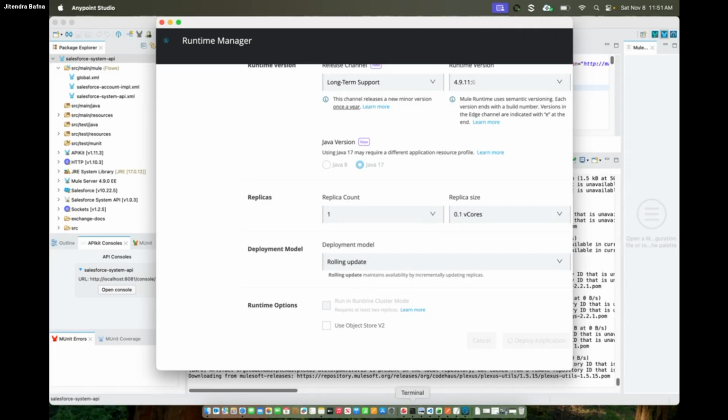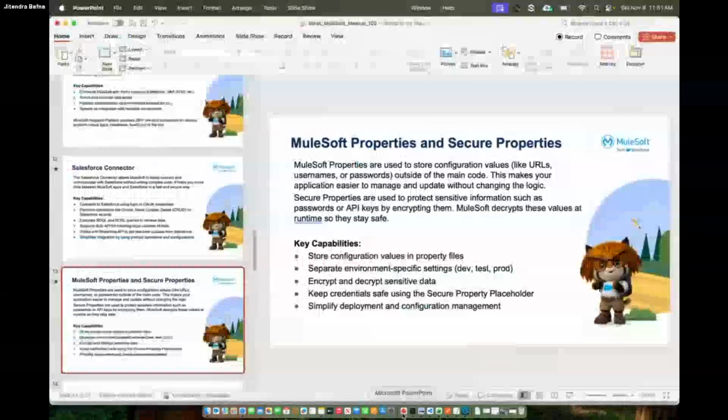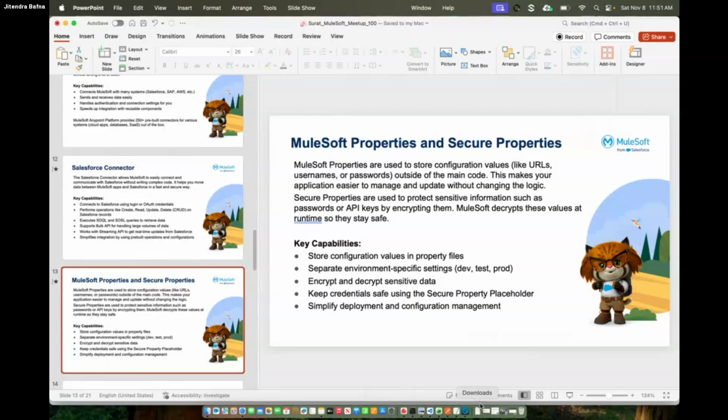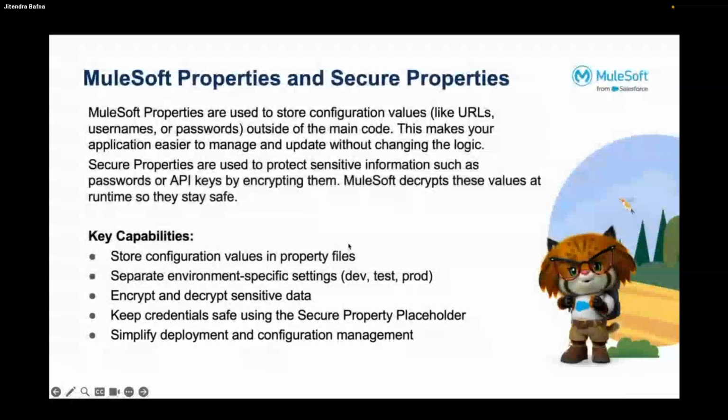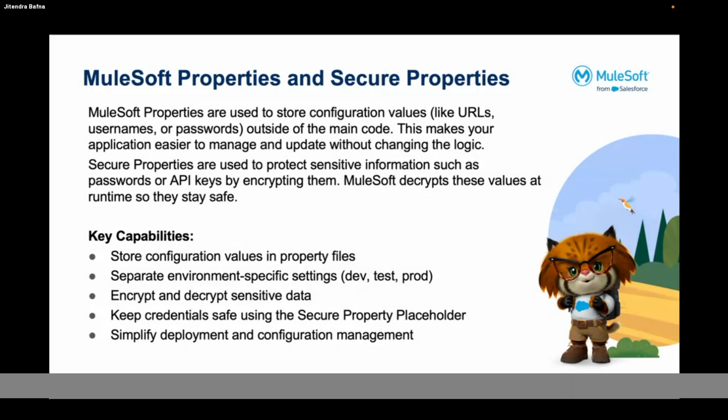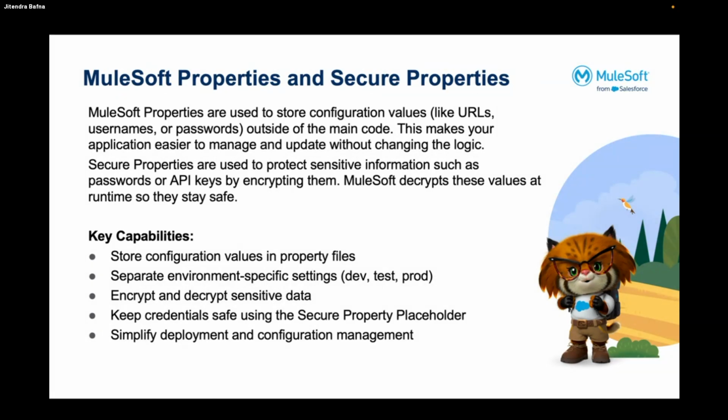So it's building. Let it get built. So we'll talk about the properties and secure properties. Generally, MuleSoft properties are used to store configuration values, any values that you need to reuse across your application, right? Or you can just keep them outside your code basically. You can define them in the properties file or YAML files basically, right?